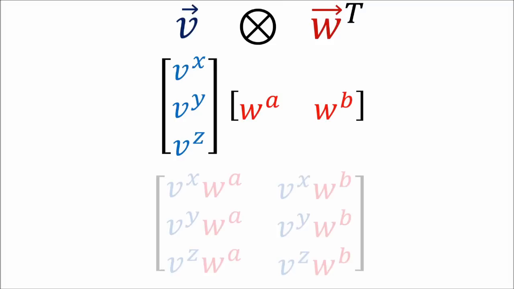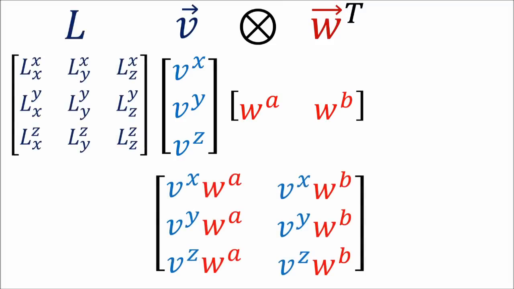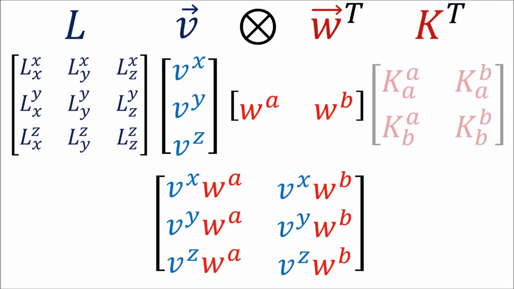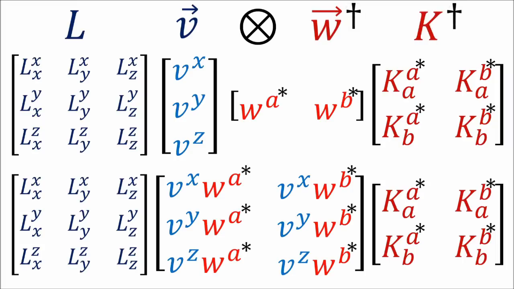To see how this 6-component object transforms, we can transform v using the 3x3 L matrix from the left and transform w transpose using the 2x2 K transpose matrix from the right. So we get a double-sided transformation like this. If we're dealing with complex vector spaces, we use the Hermitian conjugate operation instead of the transpose operation.